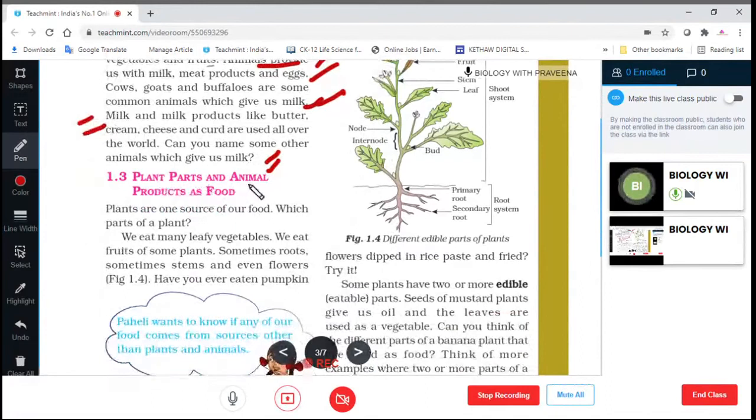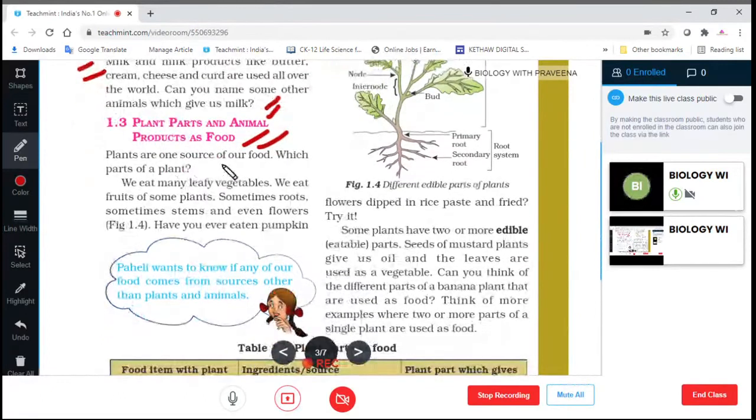1.3. Plant parts and animal products as food. We will be seeing this further. Plants are one source of our food. Which parts of the plant do we consume as our food?